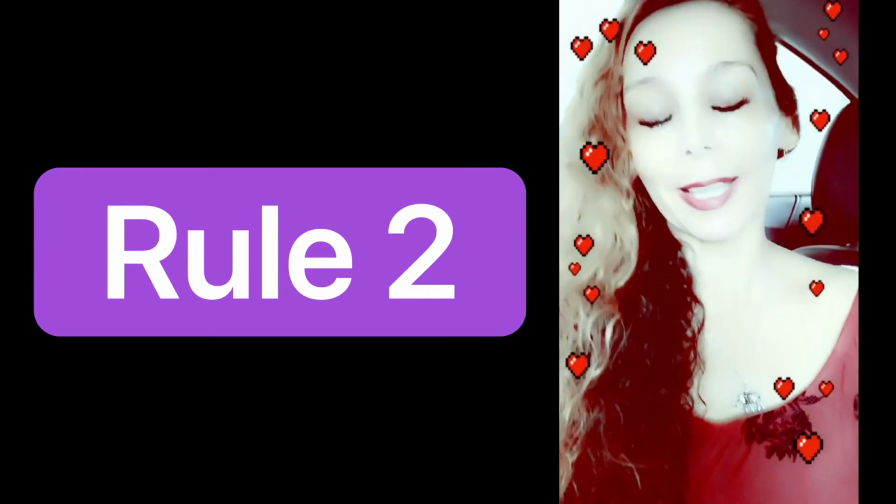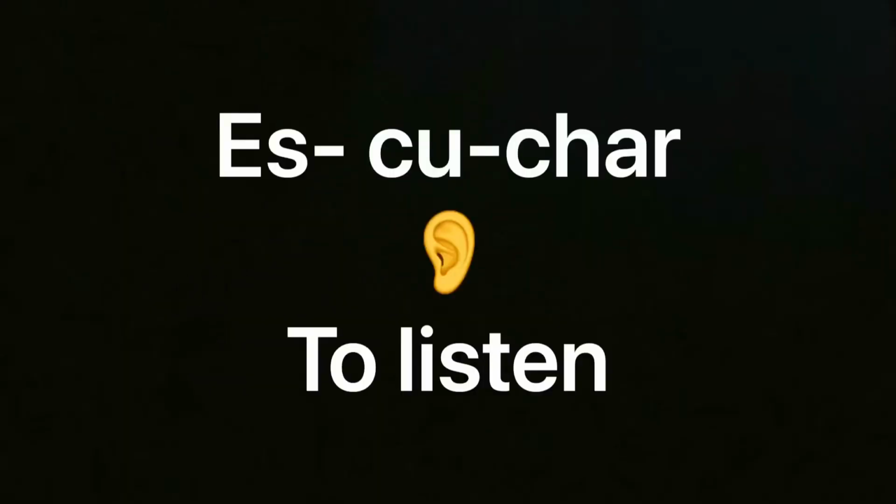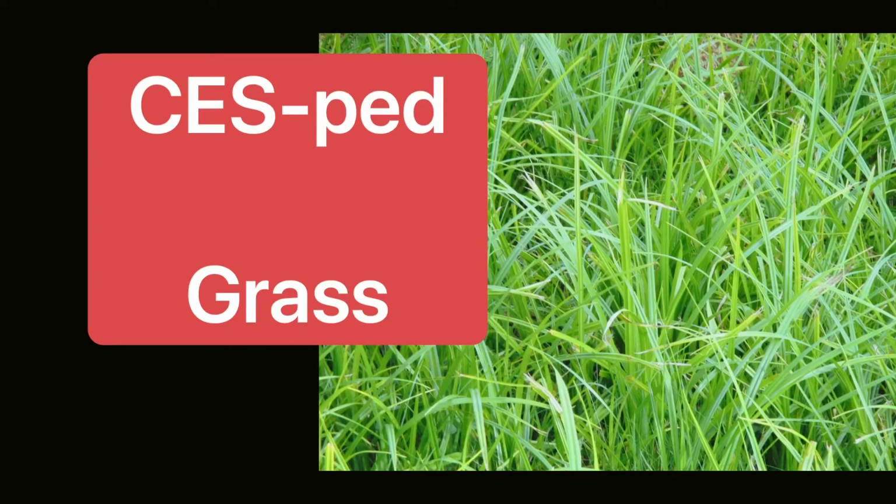Rule number 2 says that if the word ends in anything else, then the natural stress falls on the last syllable. The word escuchar doesn't end with the letter N or S or in a vowel. It ends with a different consonant. For that reason, escuchar follows rule number 2. In the word escuchar, the stress falls on the last syllable. The word escuchar follows rule number 2. For that reason, we do not need to add a tilde. Let's look at another example.